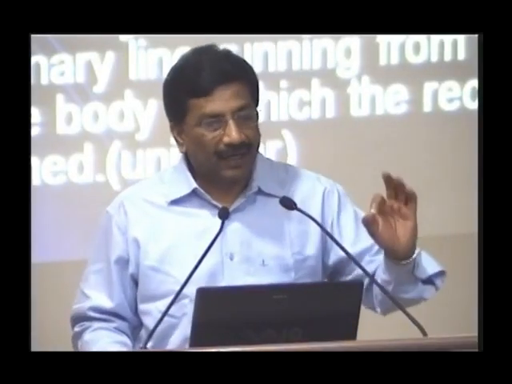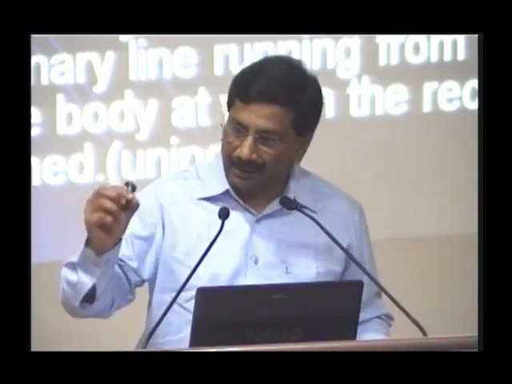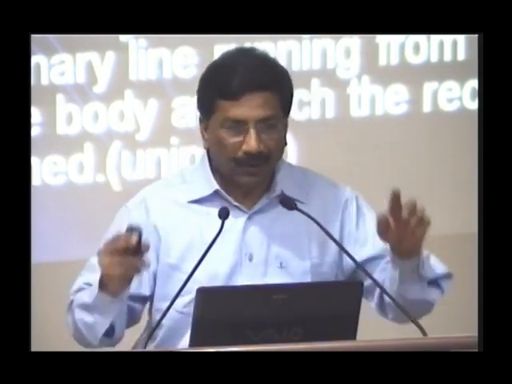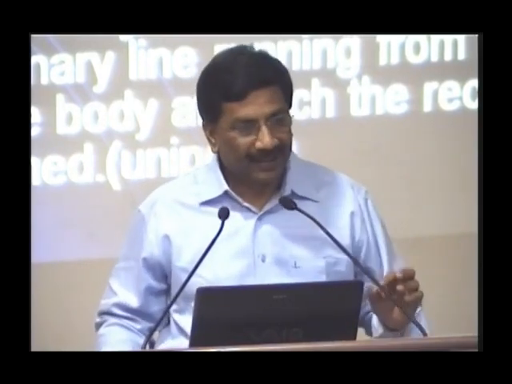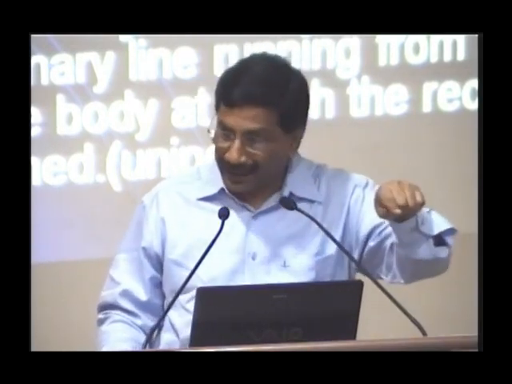To record something on the galvanometer, you have to connect something to the positive pole and something to the negative pole. Both poles have to be connected. Then only the circuit is complete and you will record something. So in each one of these 12 leads, you must know what is connected to the positive pole and what is connected to the negative pole. Although you are not going to do that while you are recording the ECG.